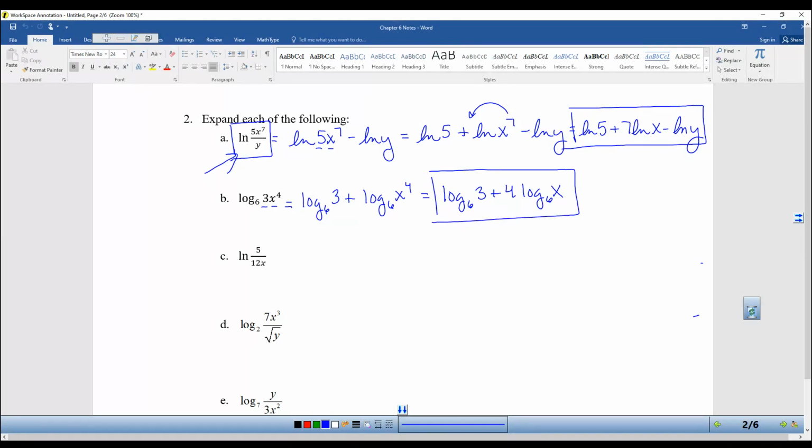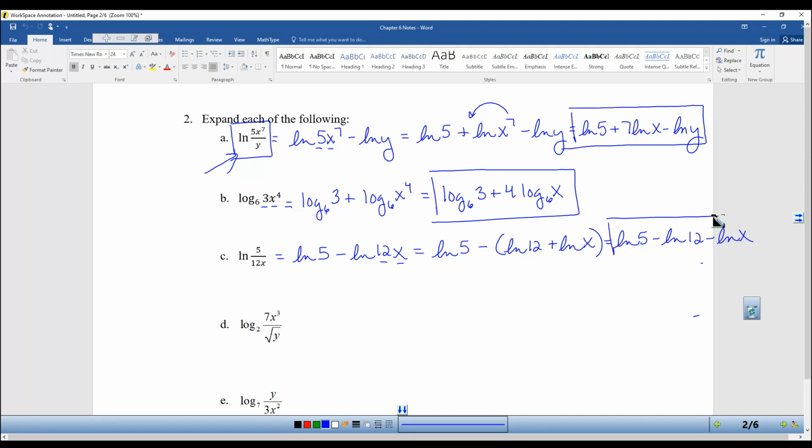You should really stop this video and try the next 3 on your own. But of course, I am going to do them out. So first, this is natural log of 5 minus natural log of 12x, which is going to give me natural log of 5 minus, and I can break these down, but I have to remember the parentheses because both of them were on the bottom. Both of them are affected by this subtraction. So your final answer would be natural log of 5 minus natural log of 12 minus natural log of x.